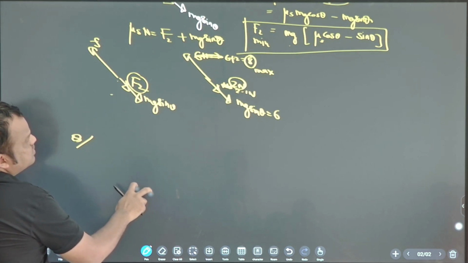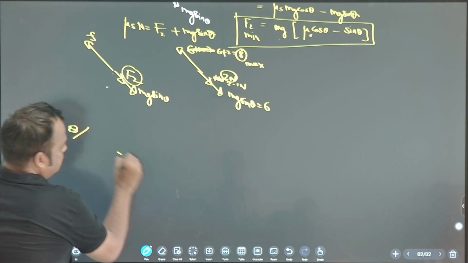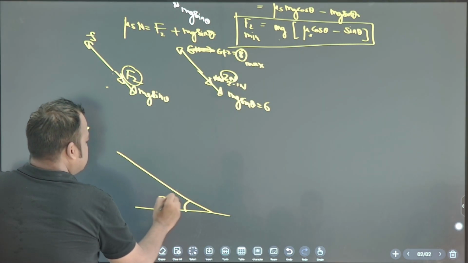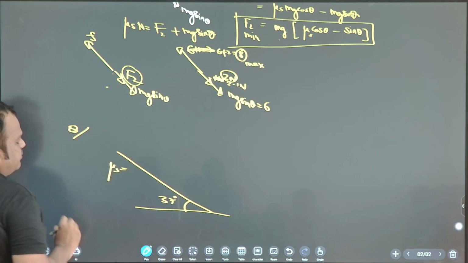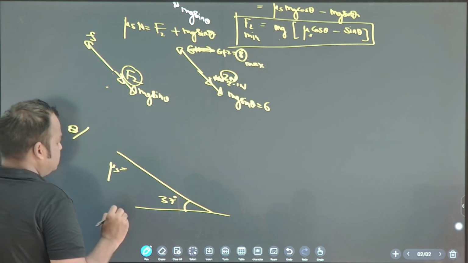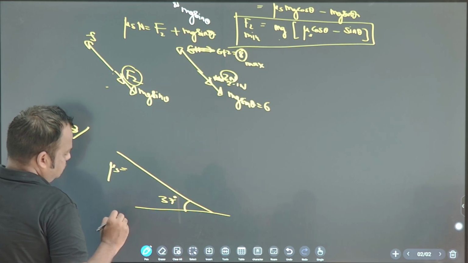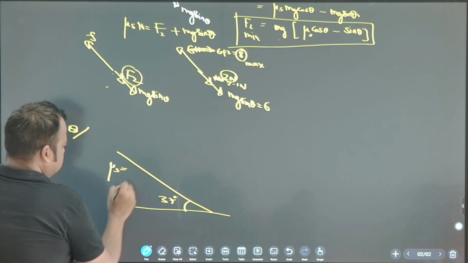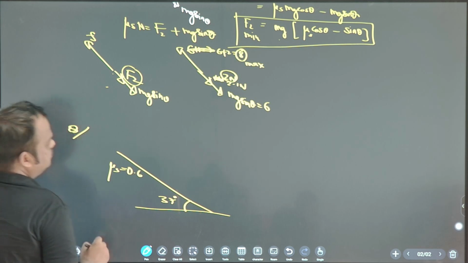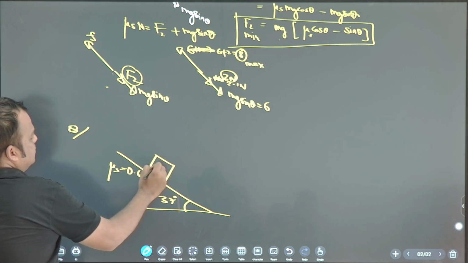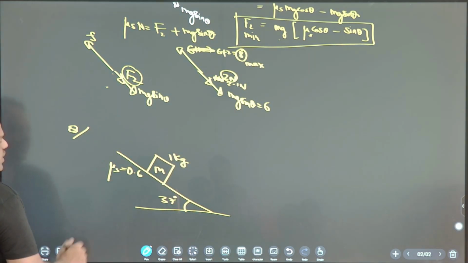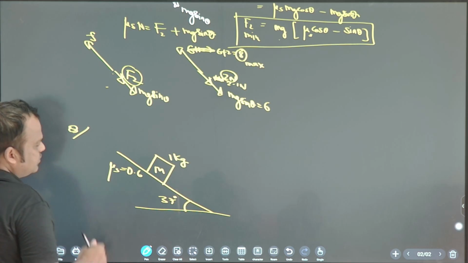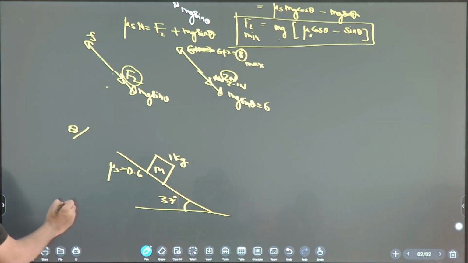Okay, you can solve this question now. One numerical I am giving. Suppose 37 degrees there, and mu s is 0.6, and mass is 1 kg. First you tell, will it slide or not? So that is the first step. You have to think.